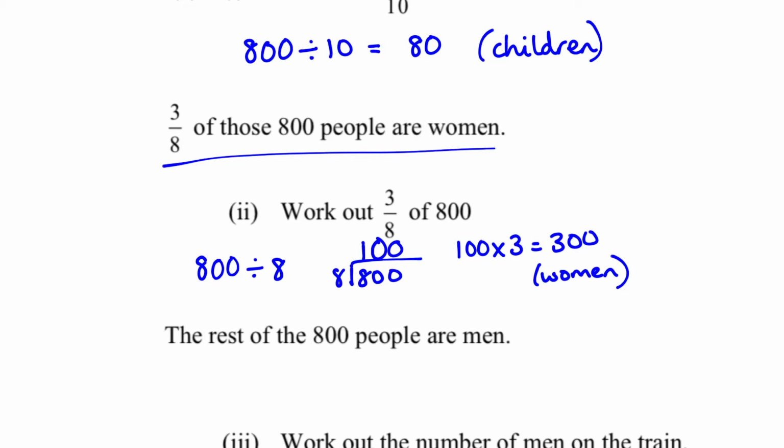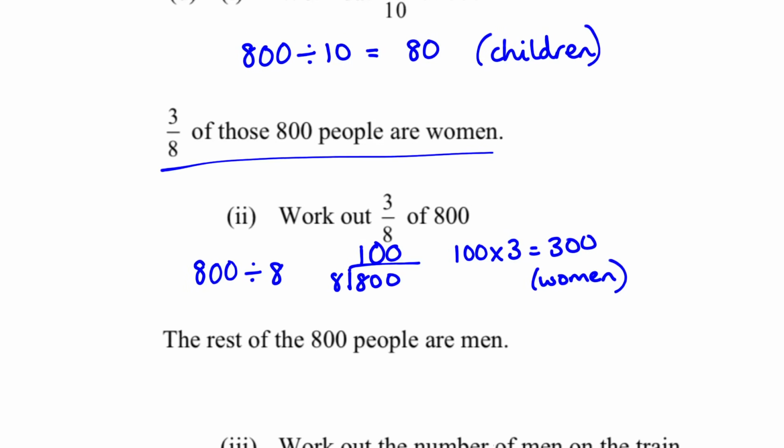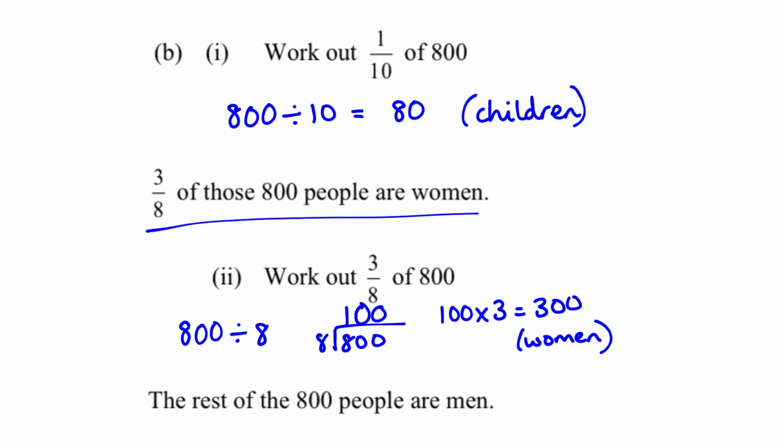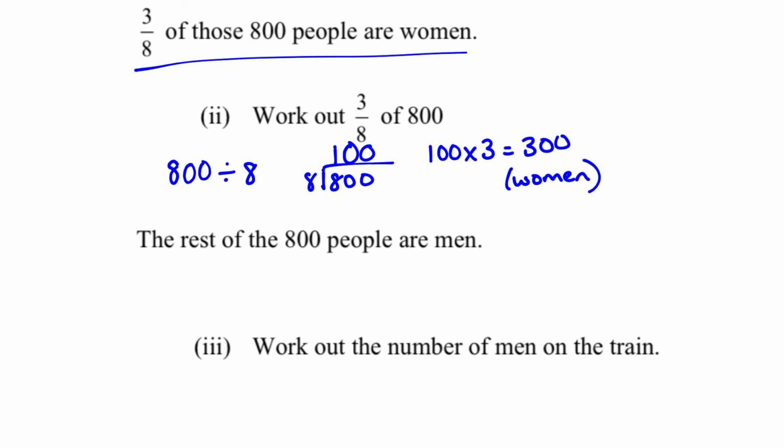Okay, the reason I'm putting children and women in brackets is because the question doesn't ask us how many children there are. It says work out 1/10 of 800. So the answer to that is 80, but I've just made a note at the side that that's how many children there are. In the second bit, we were asked to work out 3/8 of 800. We were not asked to work out how many women were on the train. So when we've worked out our answer, the answer is 300, but just to help us, I've put women there.